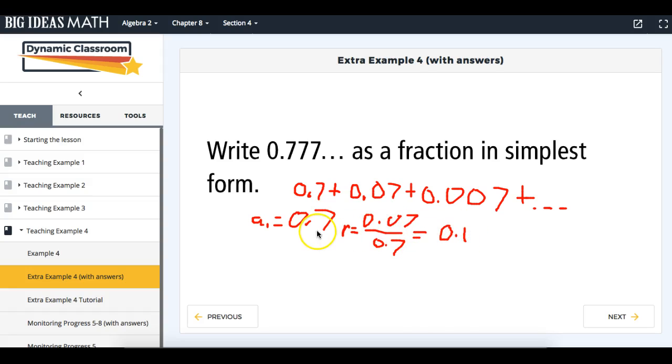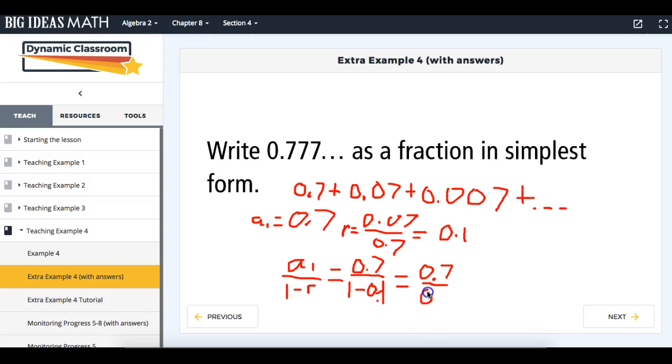So now we've got our R value and we've got A1. We just plug this in. Remember, our formula is just A1 divided by 1 minus R. That's our sum formula. So when we calculate this, we get A1, which is 0.7, over 1 minus R, which is 1 minus 0.1. When we simplify this, we get 0.7 divided by 0.9.